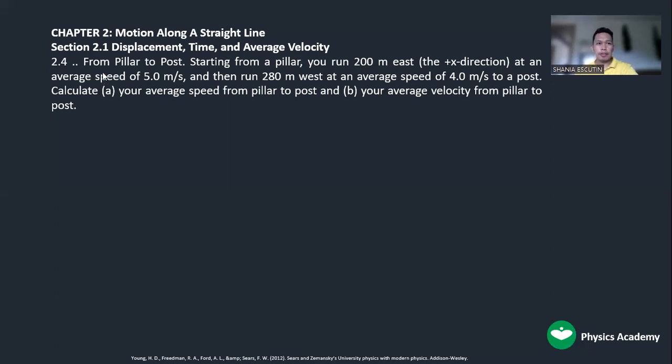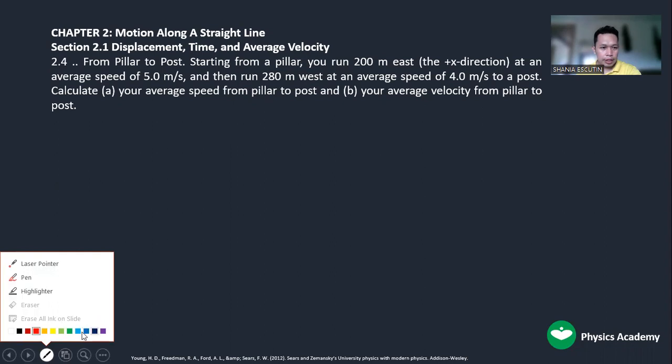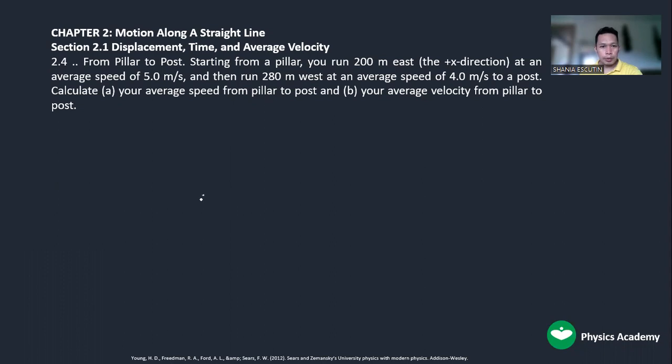Here the problem says that from pillar to post, starting from pillar, so your pillar is your starting point, you run 200 meters east. If this is your position, this is your pillar, and this is our x-axis, with the positive x-axis this way, so you run 200 meters from pillar to that position. And your speed is 5.0 meters per second.